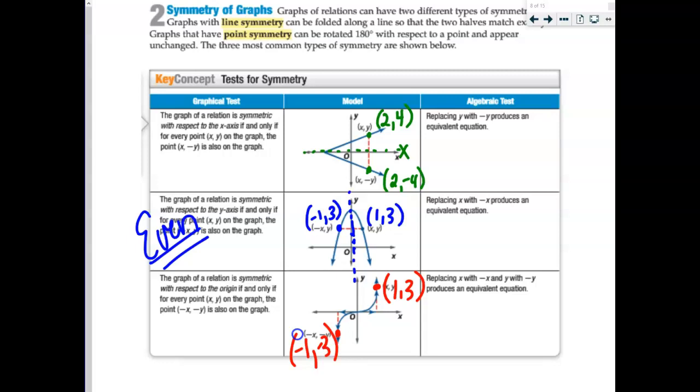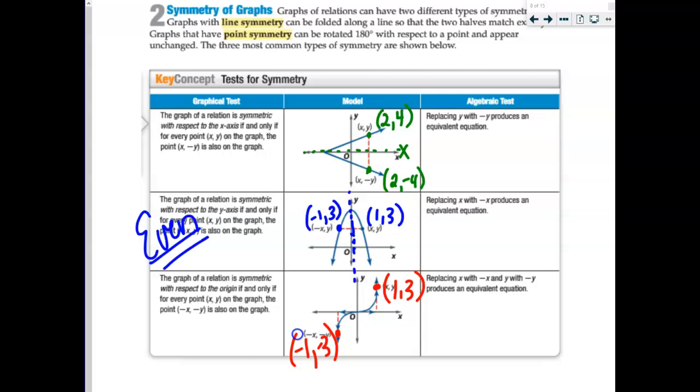If you want to look at the visualization of it, to use a little kid term, what if you took your paper and folded it hot dog and hamburger style? You remember those? Yeah, that's what symmetry of the origin is to me. Like this way and then this way, it would map onto itself. Okay, that's what symmetry of the origin looks like.